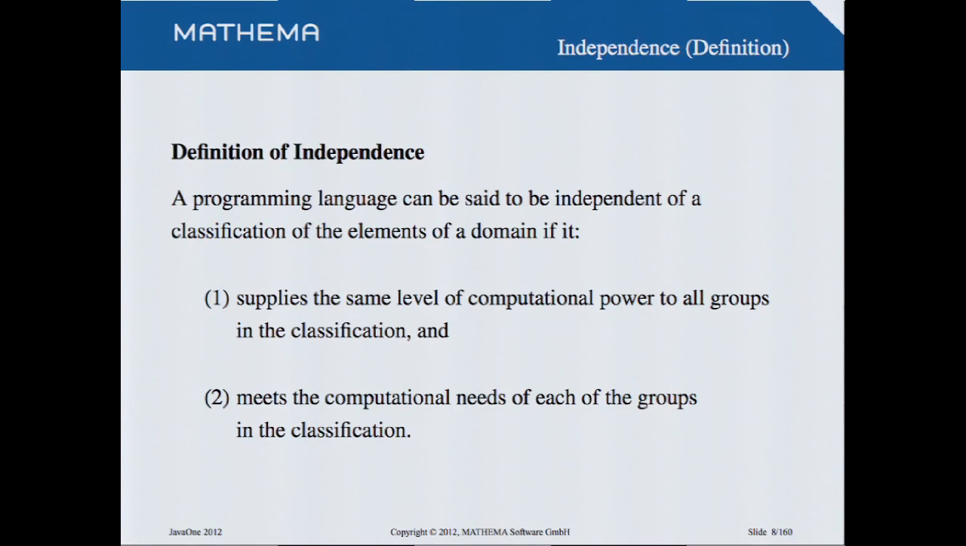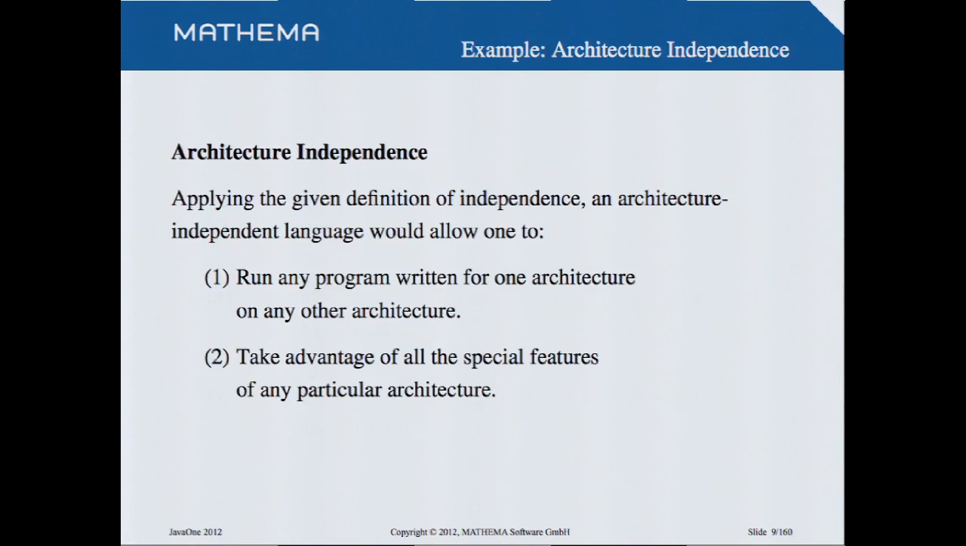And he defines what independence means, and one thing might be interesting. He, for example, said, run any program written for one architecture on any other architecture. So this was 1992, and you remember in 1995 we had Java, and Java had the promise, write once, run anywhere. So it seems that some of these goals are possible, and so I'm still optimistic to achieve my goal.